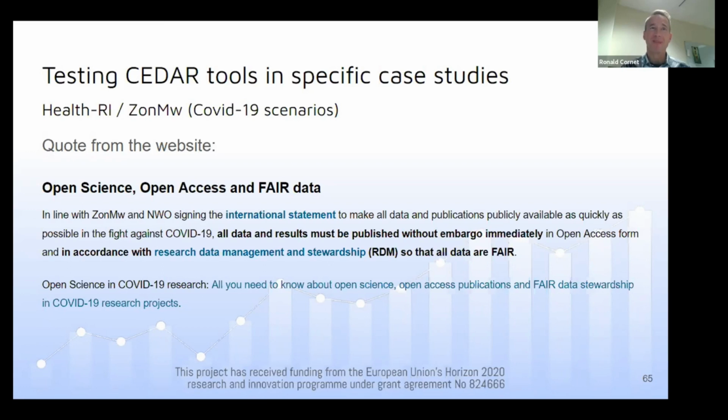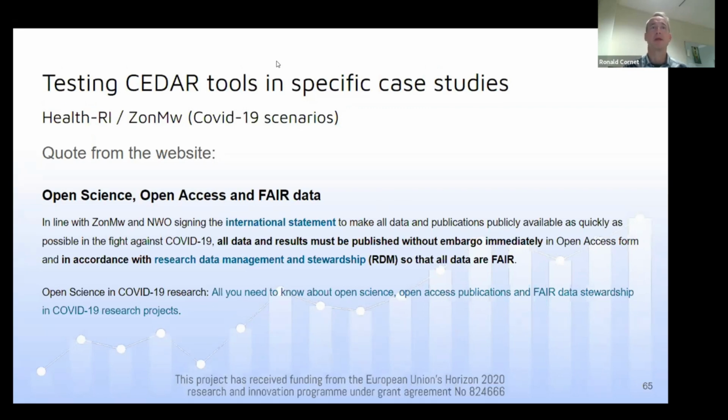So to quote the website for the COVID program, it's about open science, open access, and FAIR data. Well, in line with an international statement, all data and results must be published without embargo immediately in open access form and in accordance with research data management and stewardship, so that all data are FAIR. Then they say, well, basically they have some information about what's open science, open access publication. But I think the bottom line is that so that all data are FAIR. Next slide, please.